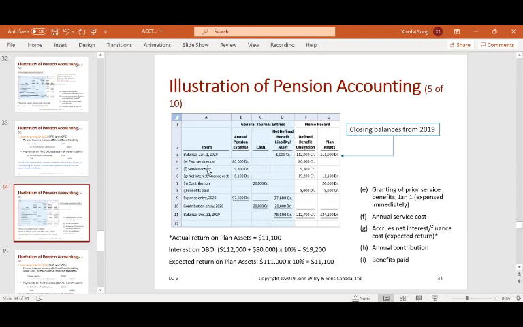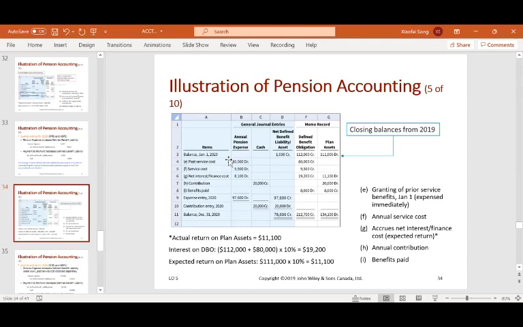So this year there's a past service cost, right? And the past service cost was granted. The amendment happened at the beginning of the year. So we put that in first, so that will facilitate our computation. So past service cost, remember, because it's already happened and there's no offsetting factor in the future.